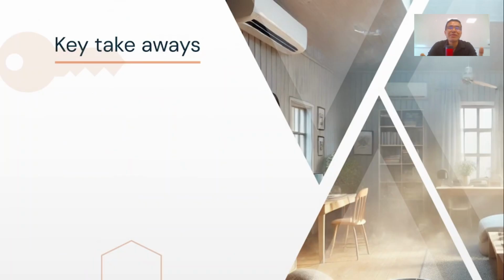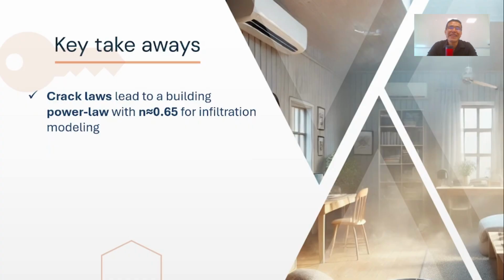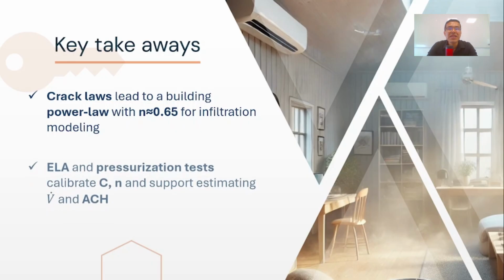To wrap up, remember these three key takeaways. First, remember that the complex network of leaks in a building can be neatly summarized by a single power law, with an exponent of around 0.65, a perfect middle ground between laminar and turbulent flow extremes.